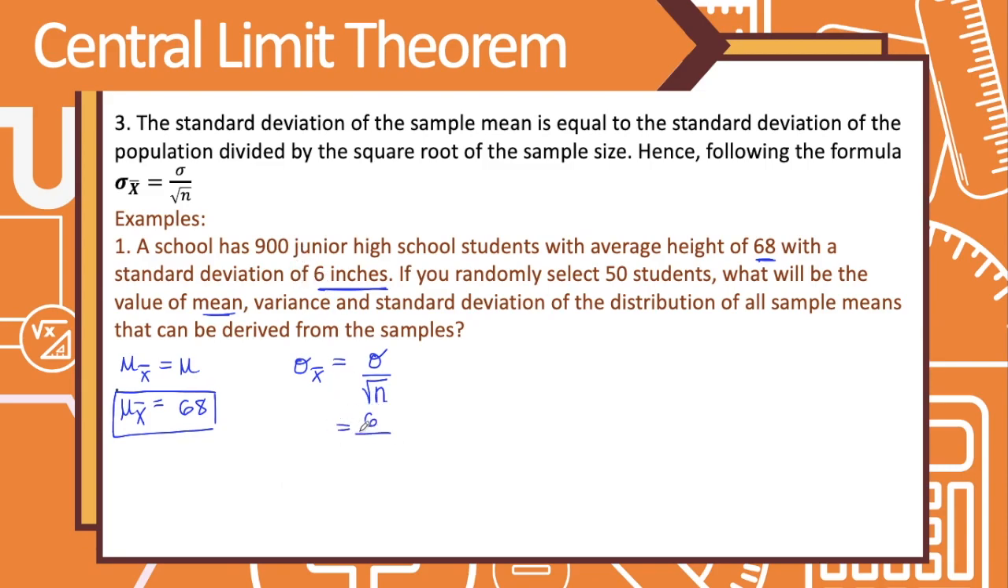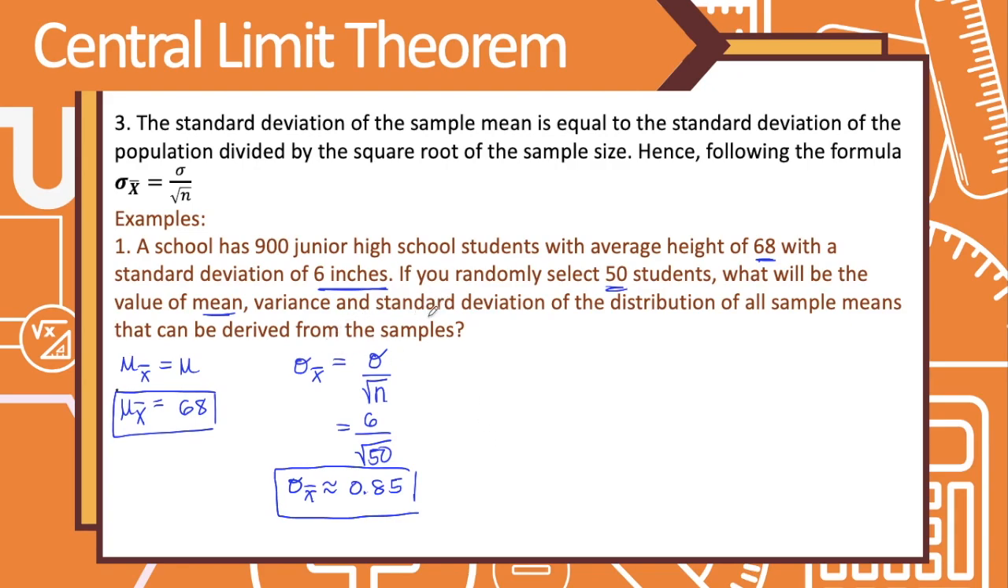So this will be 6 over the square root of the sample size. So the sample size here is 50 because this is the number of students that will be selected randomly from the population. So 50. So the square root of 50. And 6 over the square root of 50 is approximately equal to 0.85. So the standard deviation of the sample mean is 0.85.